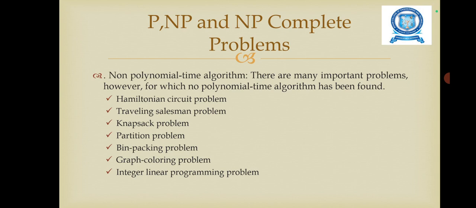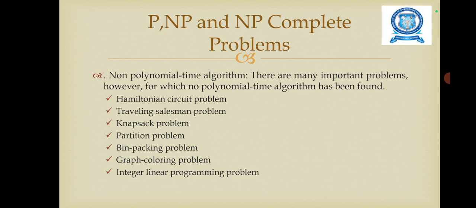The next one is the partition problem. Using this, we ask whether it is possible to partition a set into two disjoint subsets with the same sum. The next one is the bin packing problem. That means given n items whose sizes are positive rational numbers not larger than 1, put them into the smallest number of bins of size 1.